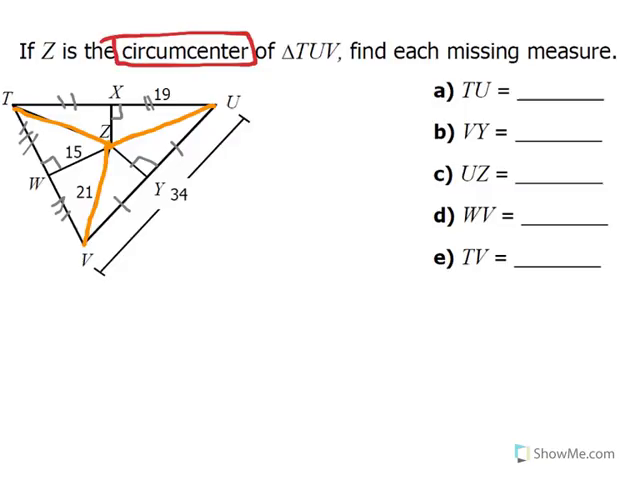Alright, so first thing that we're looking for is TU. So TU is this distance. And remember, since the sides are cut in half, that means that since XU is 19, then the other part of it is 19. So the whole thing, coming from the two parts added together, will be 38.